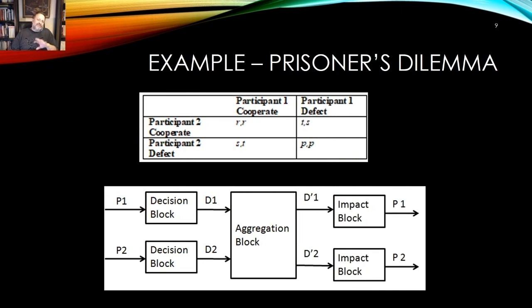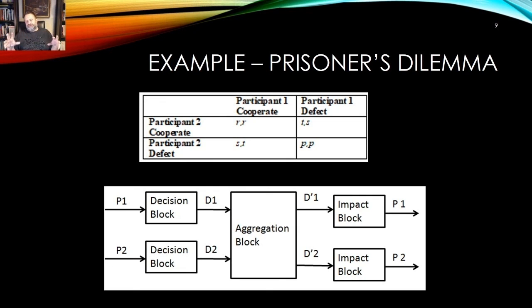Now here you see a simple example, prisoner dilemma. So you have two participants who either cooperate or defect. Depending on whether they cooperate or defect, they get some payoff. The R is the payoff for both deciding to cooperate. T is the payoff for one who decides to defect while the other cooperates. S is the payoff for a participant who cooperates and the other defects. And P is the payoff if both of them defect.